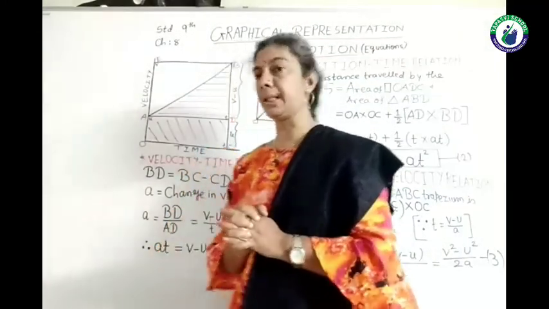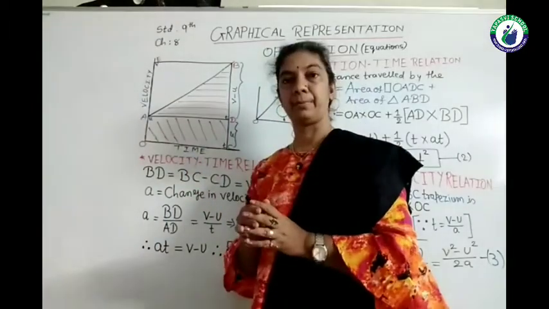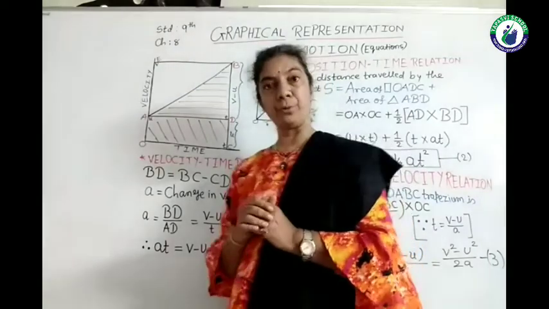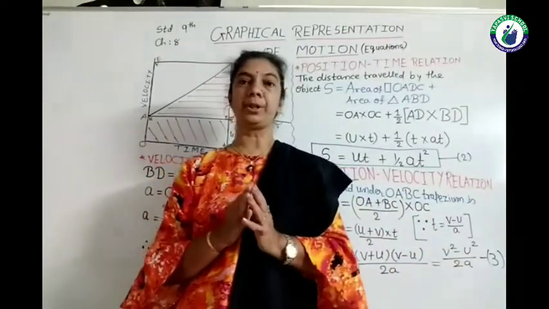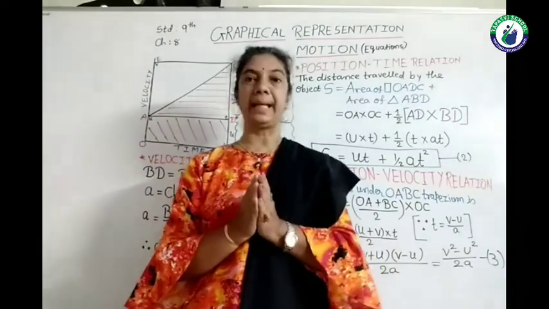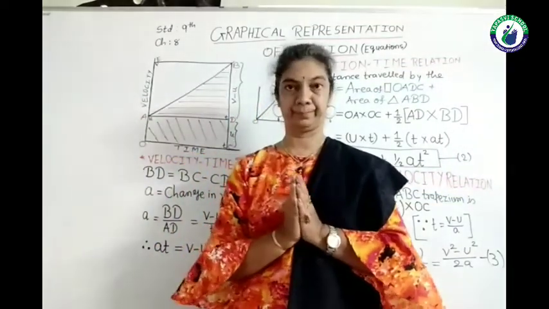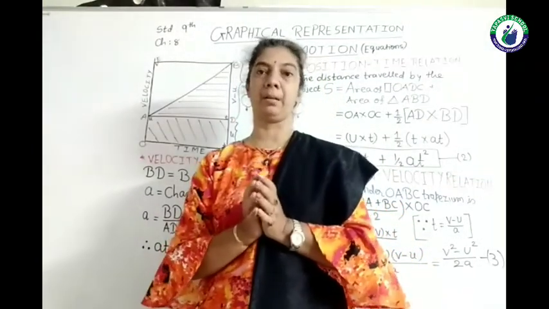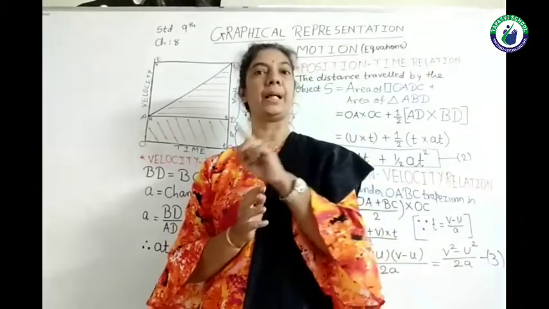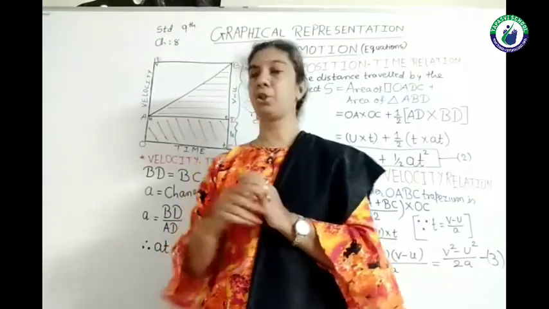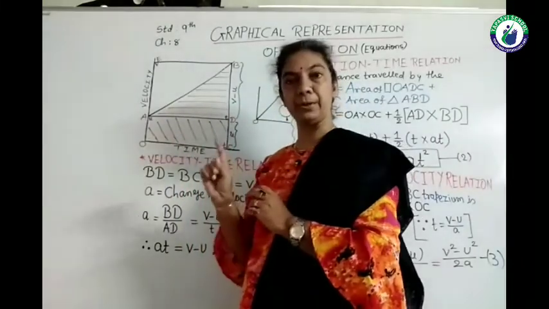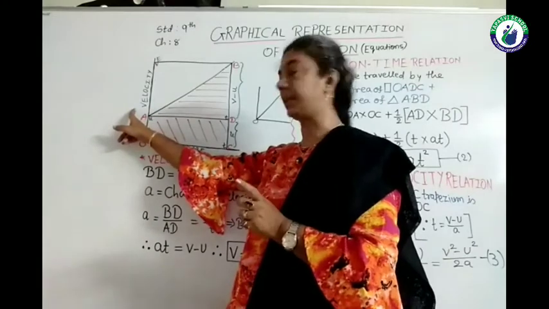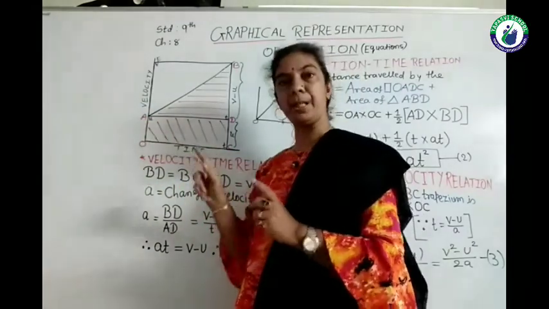First, let us understand the graph, the diagram. As we are supposed to derive the equations for uniformly accelerated motion, when we say acceleration, we are showing the relation between velocity and time. So here we will draw the graph of velocity against time, that means on the y-axis we will take velocity and on the x-axis we will take time.